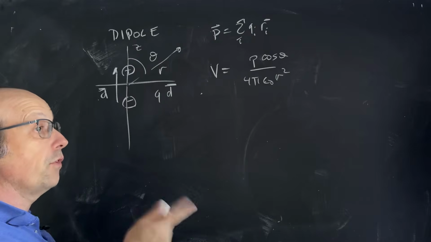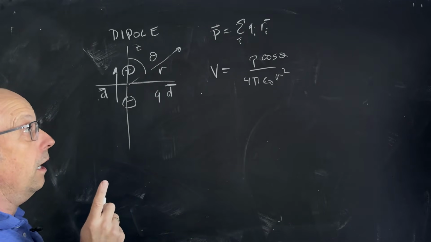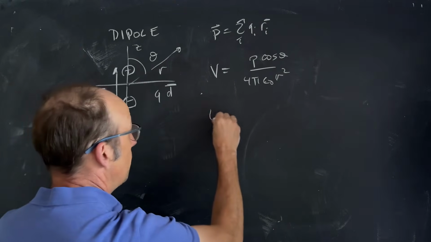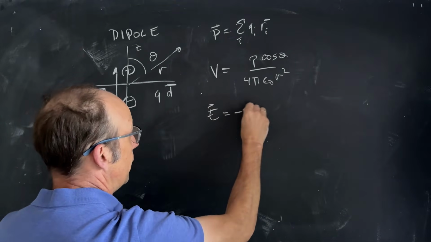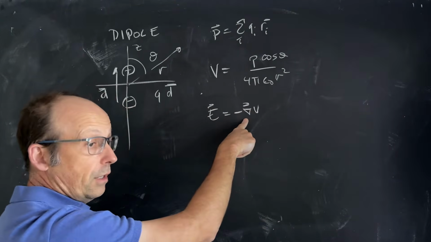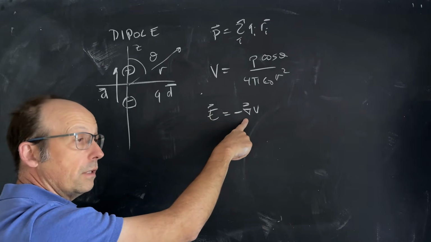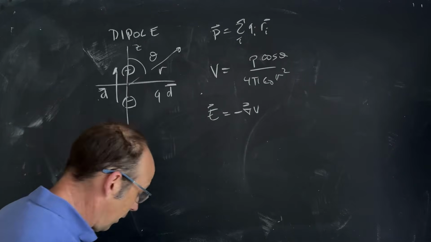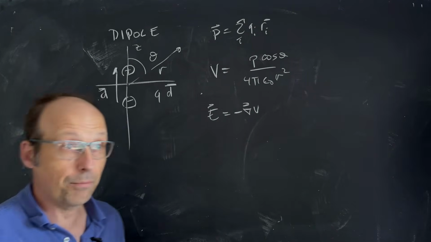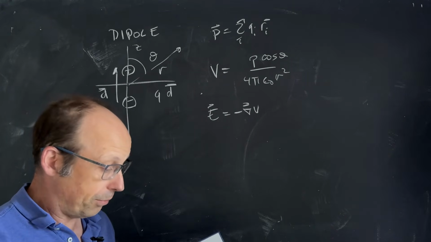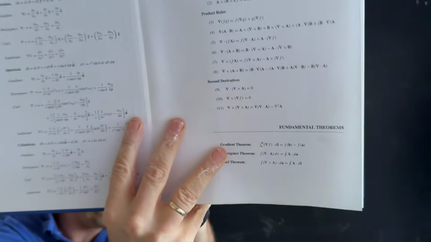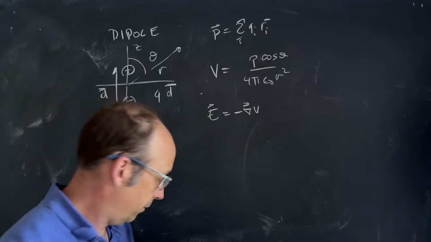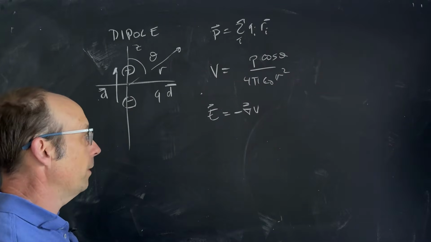Now, if you use spherical coordinates to take the gradient of this, you can find the electric field because E is negative del V. But you have to use the del operator in spherical coordinates. If you forget the del operator in spherical coordinates, that's not a problem because everybody forgets the del operator in spherical coordinates. But look, it's in the front of the book, okay? So you can look it up. We all forget. It's nasty, a little bit.